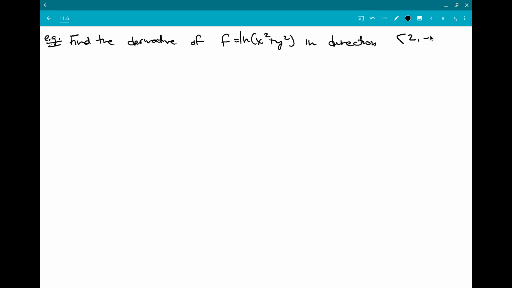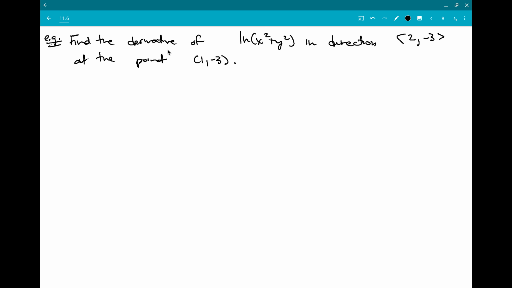I'll do 2, minus 3, at the point 1, minus 3. And actually, I'm even going to erase this f. That way we have to write all the things out.